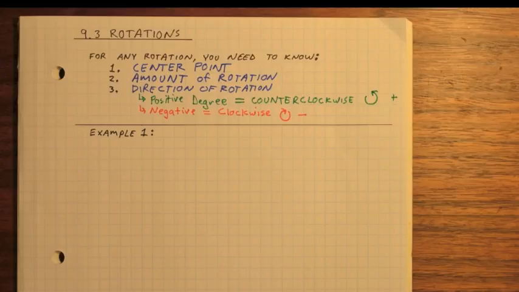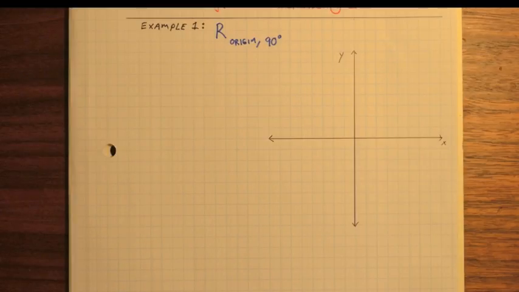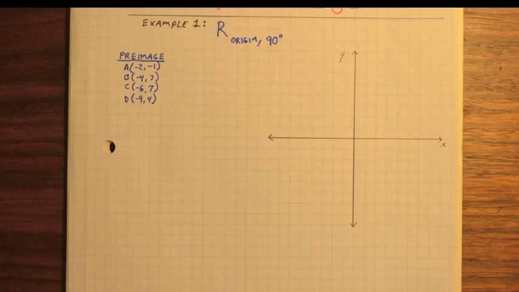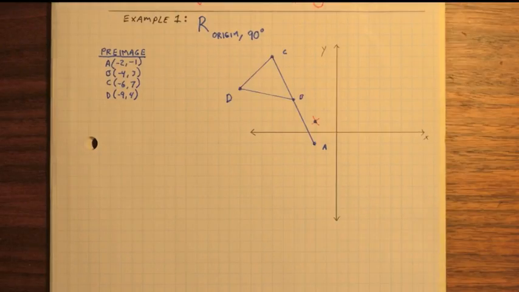So let's take a look at an example. Let's say we want to rotate with the origin as the center point, and we're going to rotate 90 degrees. So here's our pre-image points. There's A, -2, -1. B is -4, 3. C is -6, 7. And D is -9, 4. And we're going to rotate 90 degrees in the counterclockwise direction.